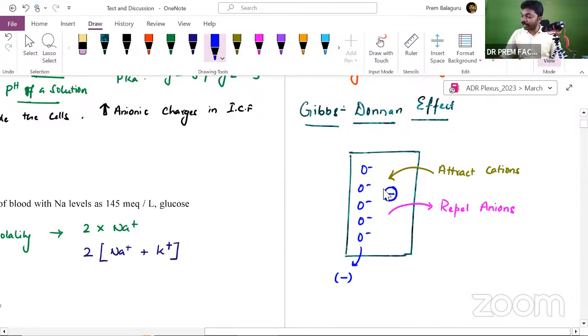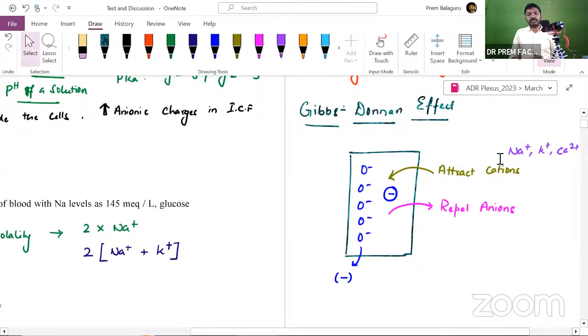When it comes to cations, what are the possible cations we could see? Sodium can be attracted, potassium can be attracted, calcium can be attracted. Primarily, sodium, potassium, and calcium. Of course, there are magnesium and manganese, but their concentrations are not so vast. As a consequence, we can practically ignore magnesium, manganese, zinc, selenium, and everything else. So the primary cations are going to be sodium, potassium, and calcium.